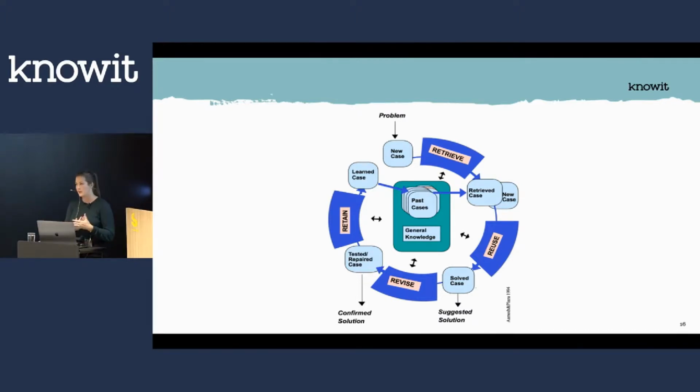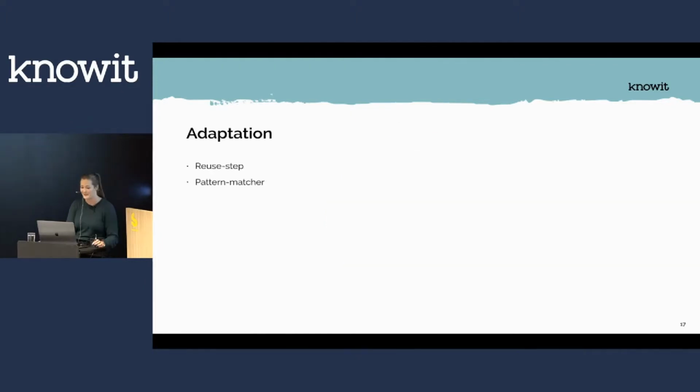Retrieve, reuse, revise, retain. So you get a new problem, and you start by retrieving, in the first step, the most similar case. And then, in the next step, you reuse the solution from the most similar case that you retrieved. Now, this solution is applied as the suggested solution for your new problem. And you then do a revise. You check if this is a valid solution. And if it is, it's a confirmed solution, and you can retain it back into the case base and therefore increase the amount of knowledge in the case base. So that's very shortly how case-based reasoning works.